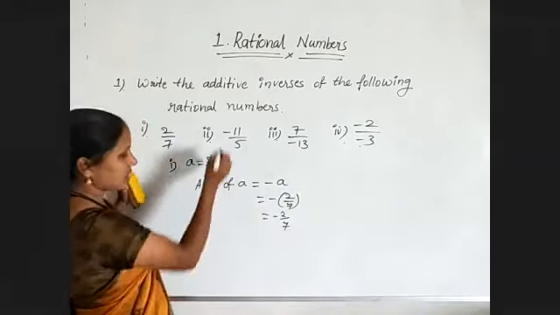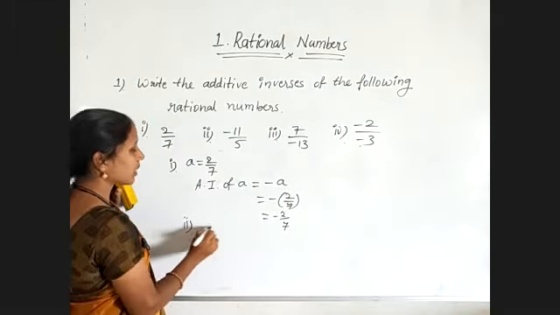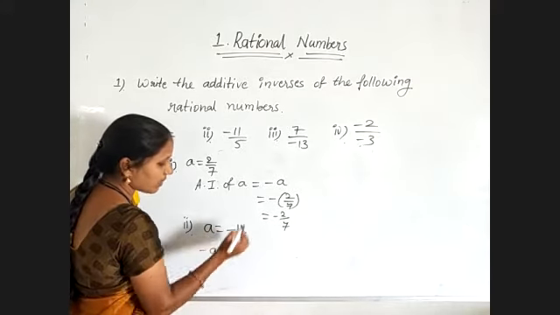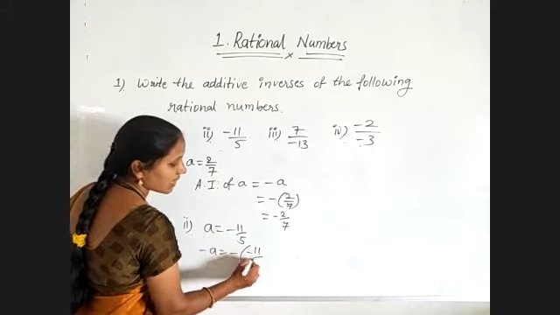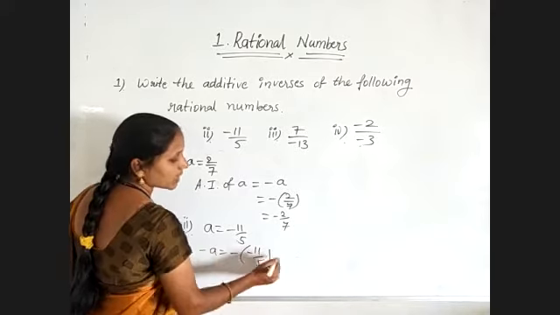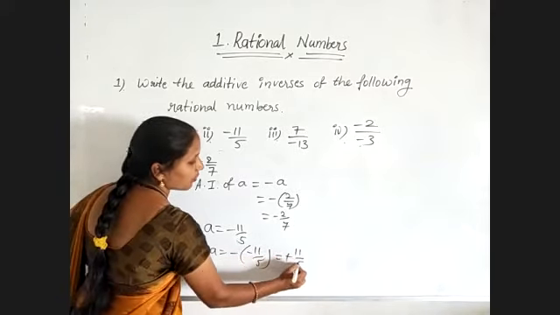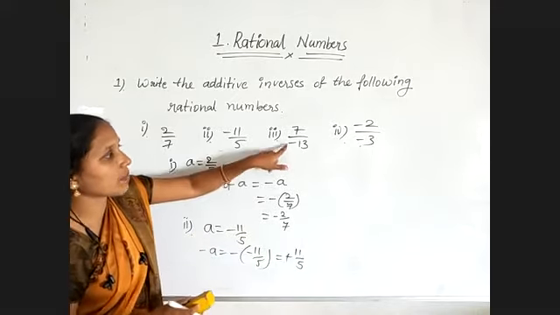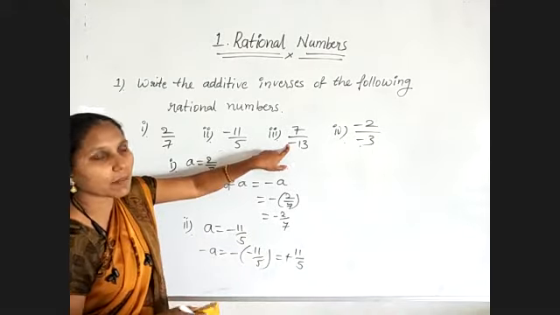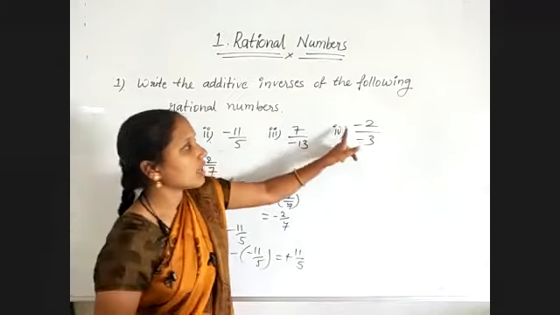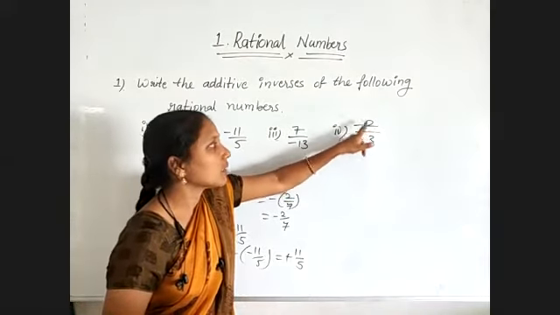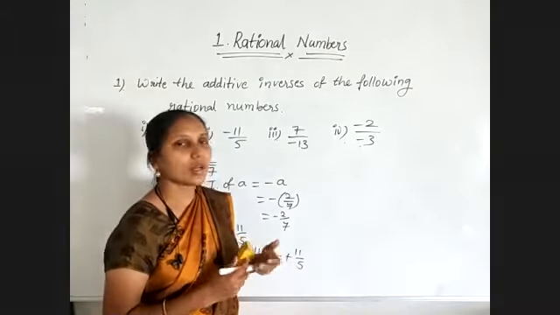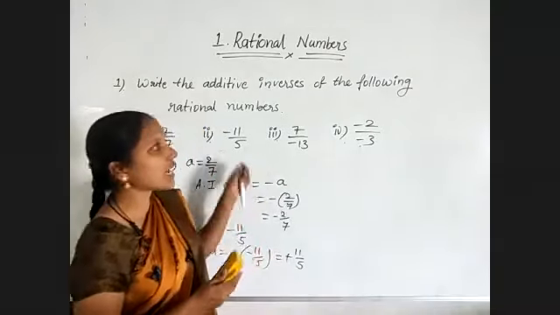In the same way, take the second one. If a is equal to minus 11 by 5, then its additive inverse minus a will be equal to minus of minus 11 by 5. That is nothing but minus into minus will become plus 11 by 5. So just now whatever I have shown, you will get the same result. Here also again minus into minus will become plus 7 by 13. So again minus into minus will become plus 2 by minus 3. So completely it is negative. So this is the way to perform different operations. So this is about additive inverses.